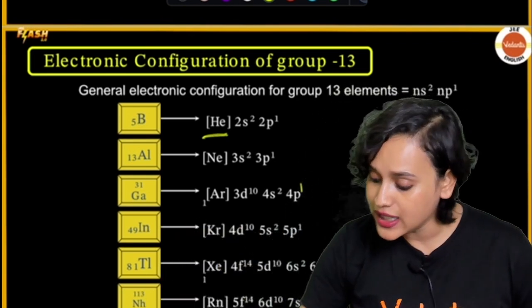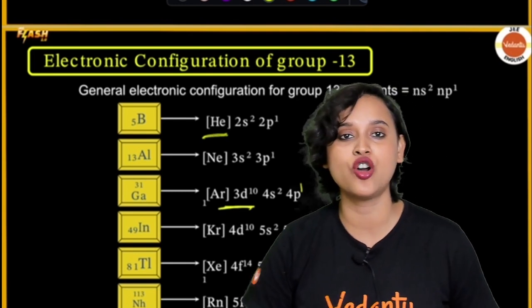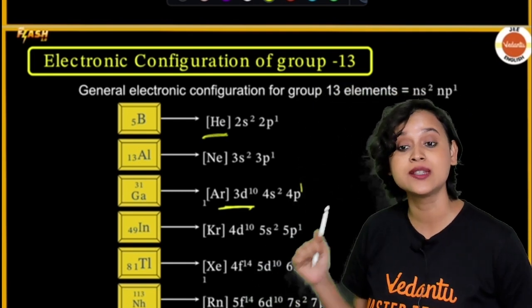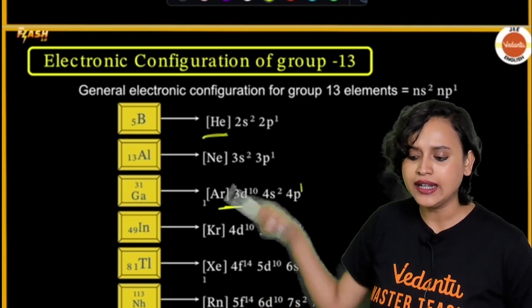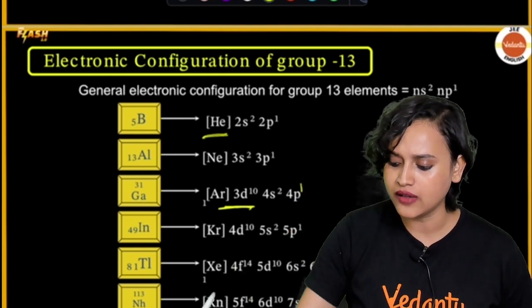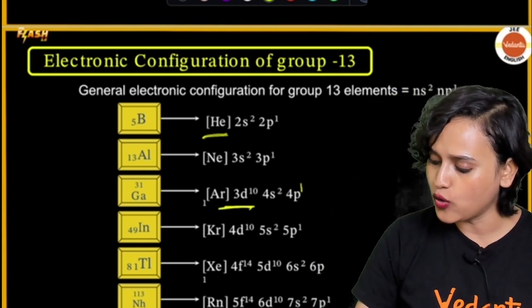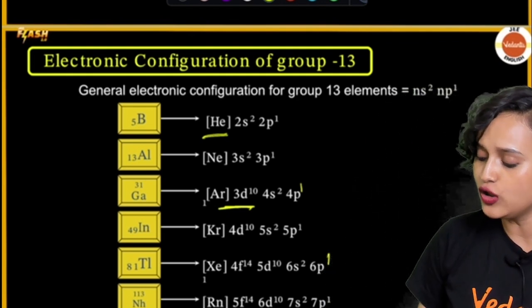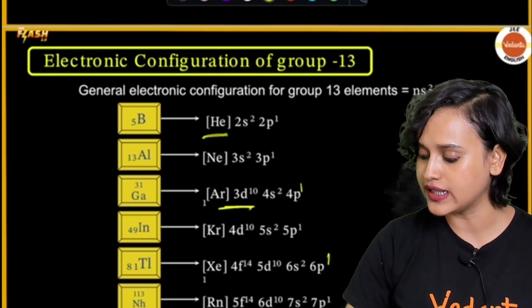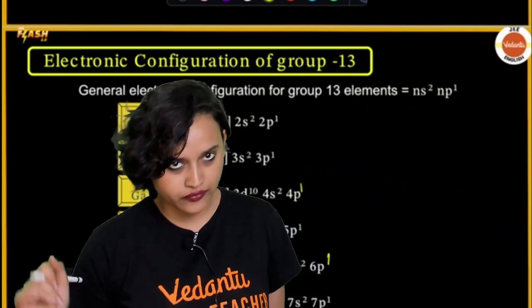And let me tell you everybody, here is the introduction of the d orbitals that we have already spoken about in the periodic properties as well. For indium it is krypton 4d10 5s2 5p1. For thallium it is xenon 4f14 5d10 6s2 6p1, and for nihonium it is radon 5f14 6d10 7s2 7p1. This is the general electronic configuration.